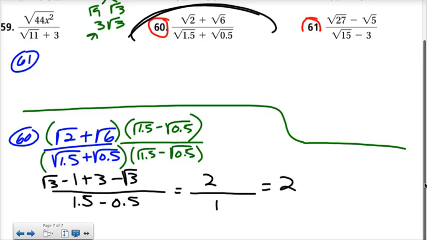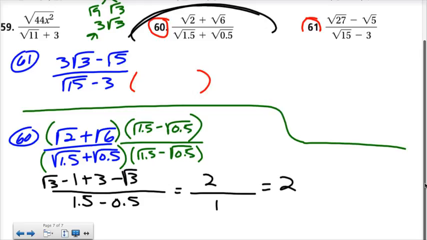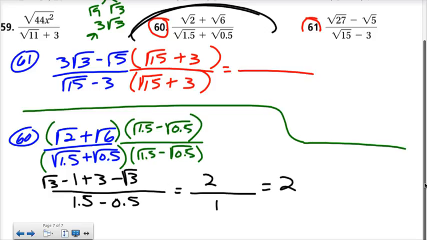Number 61, I see right away they've got the square root of 27 up there. We've just simplified that a bajillion times. So I'm going to go ahead and write that as 3 square roots of 3 minus the square root of 5, and that is over the square root of 15 minus 3. So this is again about conjugates. So I'm going to use the square root of 15 plus 3, because that is the conjugate for my denominator.